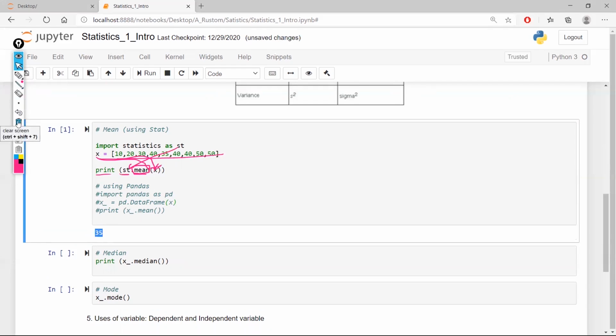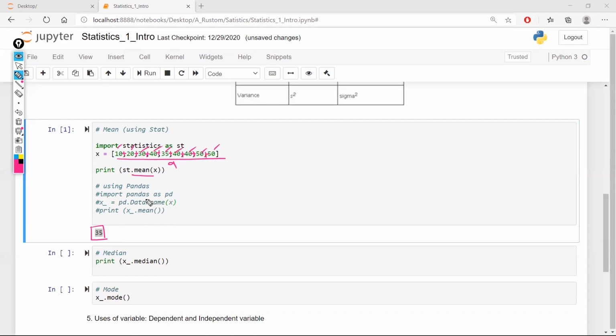So how did it happen? It just added all the data, like 10 plus 20 plus 30 plus 40 plus 35 and so on, and divided by how many data points: 1, 2, 3, 4, 5, 6, 7, 8, 9. You can add it manually and you'll get the same number. There is no deviation here, no difference in what you get. Everything will be the same. That is basically the mean.